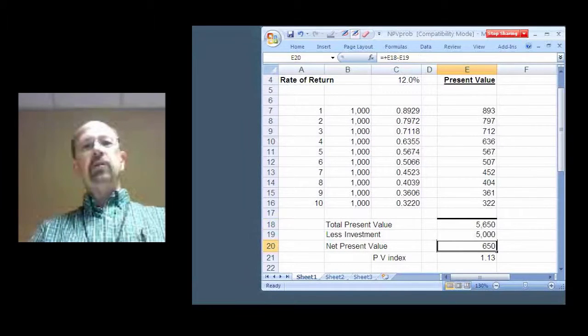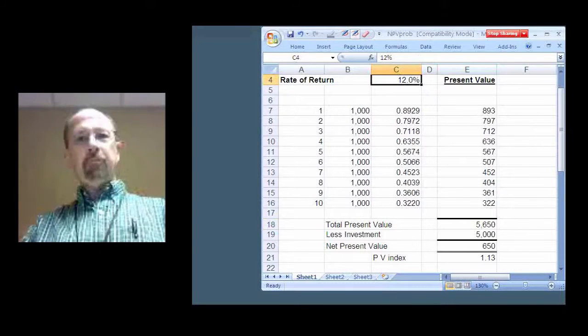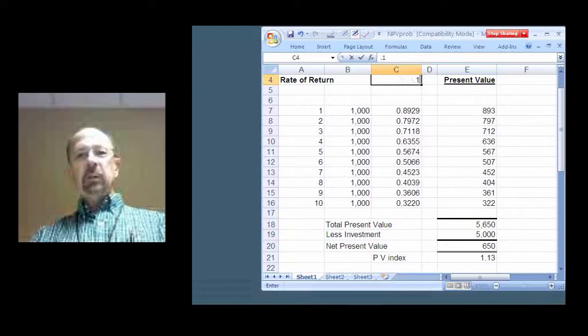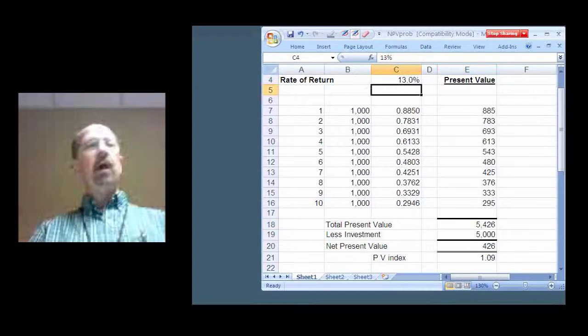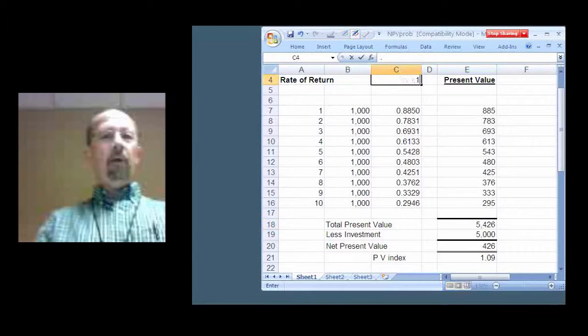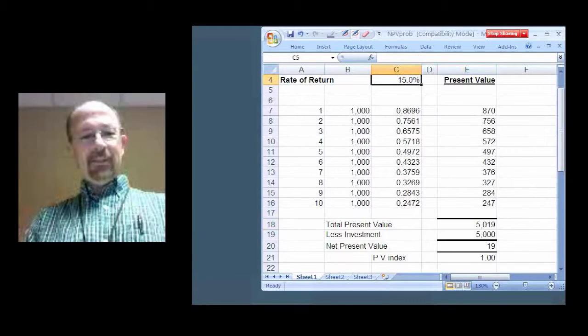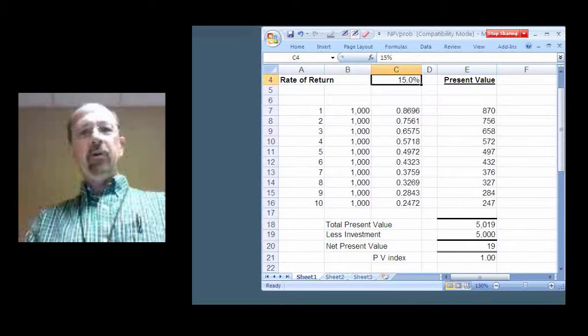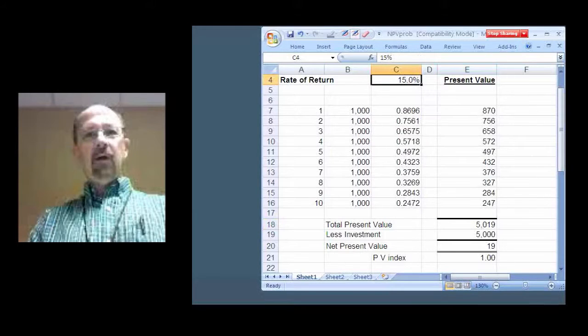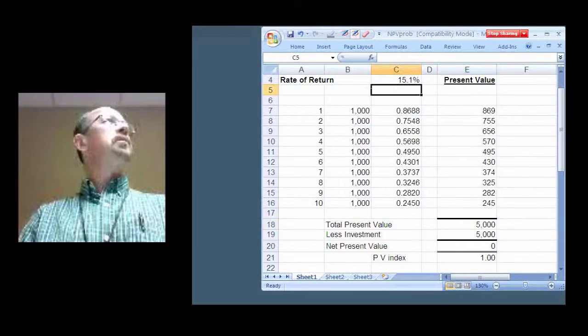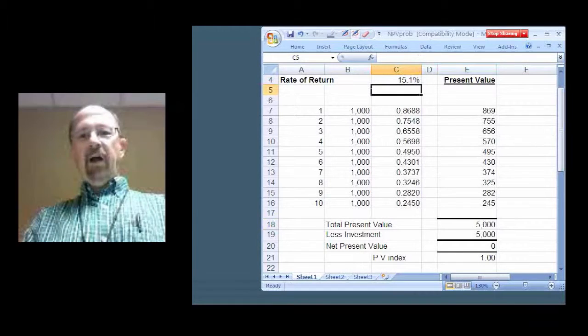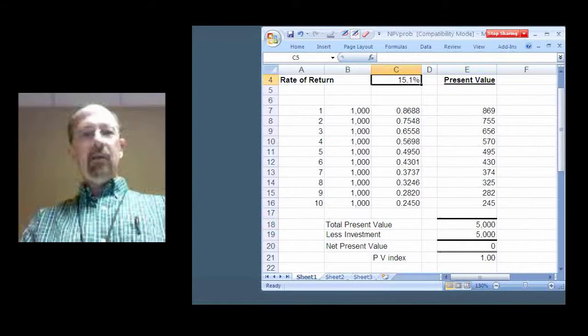Well, all I have to do is keep playing with this number. I can put this 11 to 0.12. Is it still a positive number? Yes. So it's above 12%. My internal rate of return is above 12%. You set up a spreadsheet like this, it's not that hard to play with. I just put in 13%, still a positive number. I'll put in 15%. Oh, I'm pretty close. 0.15, and I'm within $19.